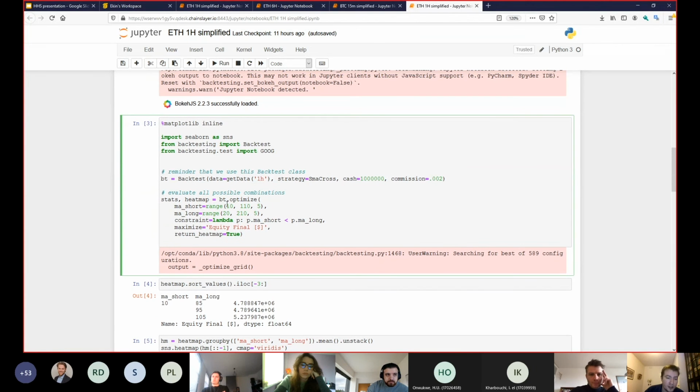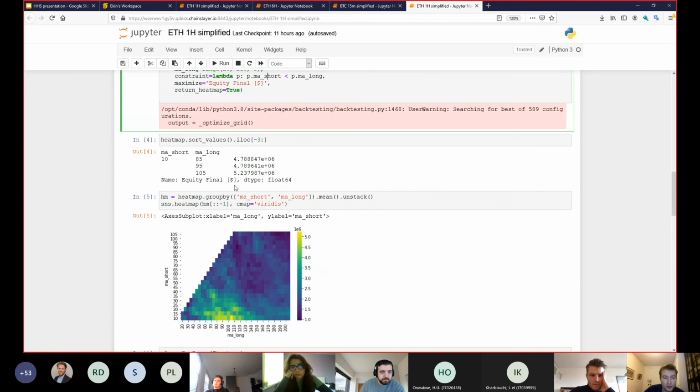So yeah, what we're going to be doing is optimizing. For the short moving average, we're taking a range between 10 and 100. And for the long moving average, we're going to be taking a range between 20 and 210. We have to keep in mind when optimizing this type of strategy that the short moving average always has to be smaller than the long moving average, because if we're expecting the short moving average to bounce up and down across the long one, it's not going to be possible if they're the same size or the short is larger than the long one. So this is a constraint that we are going to be putting into this optimization.